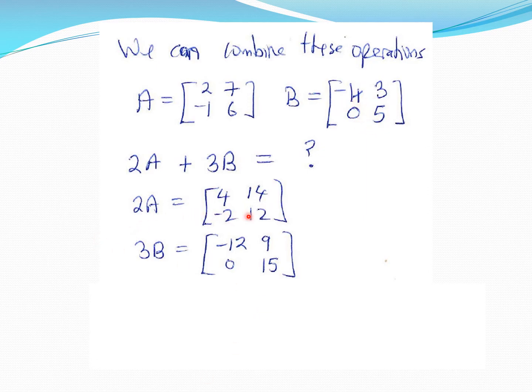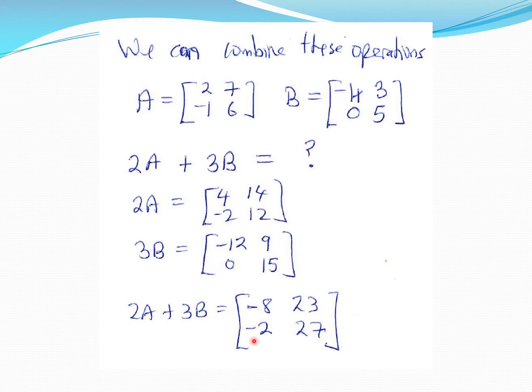So now we know what 2A is, and we know what 3B is. So what's 2A plus 3B? We just add these numbers now. 4 and minus 12 will give us minus 8. 14 and 9 will give us 23, and so on. And there you go. Likewise, minus 2 and 0 gives us minus 2. 12 and 15 gives us 27. So 2A plus 3B is equal to that matrix there.